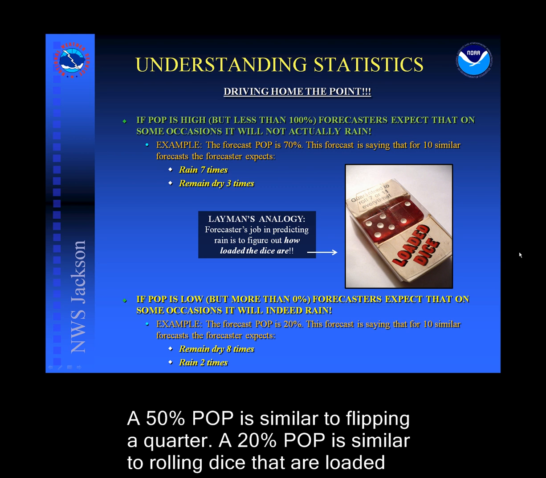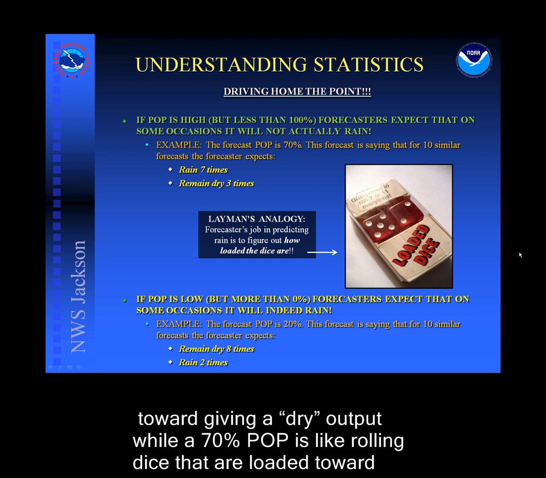So this slide is going to endeavor to drive home the point of the POP statistics and how they work. If a POP is high, but less than 100%, forecasters expect that on some occasions it will not actually rain. In an example of this, the forecast for a particular 12-hour period at one spot is 70%. This forecast is basically saying that for 10 similar forecasts where everything is the same or close to the same, the forecaster expects it to rain 7 times but remain dry 3 times.